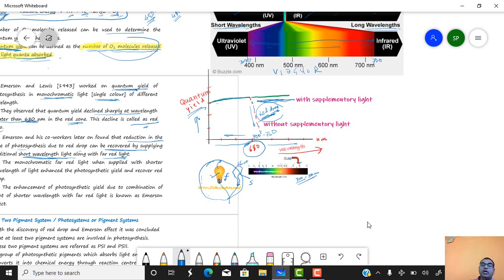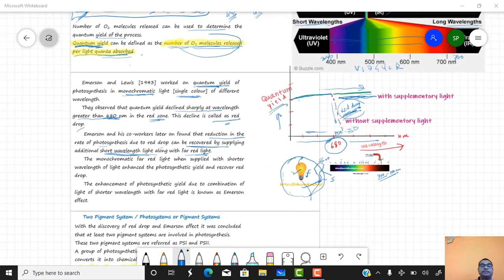The decline in quantum yield in the 680 nm zone, that means the red zone, is called the red drop. And when additional short wavelength light is applied along with far red light, then this decline recovers, and photosynthetic yield continues again. This is called the Emerson effect.